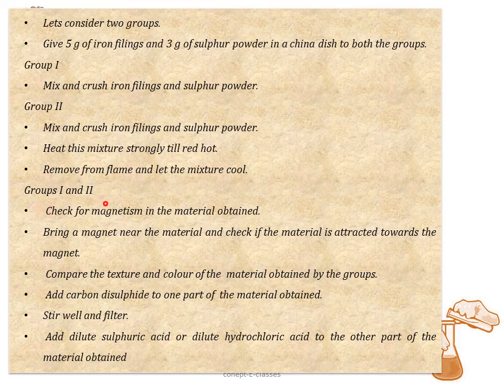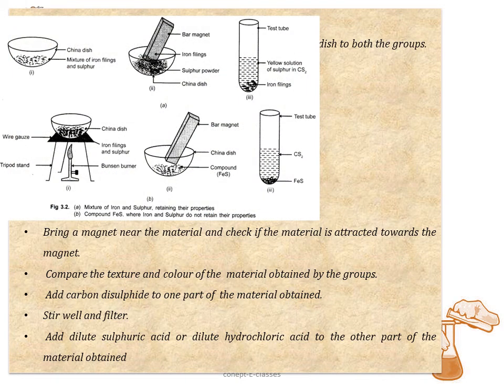Now in the case of group 1 and group 2, check for magnetism in the material obtained. When we bring a magnet to the first group, is it attracted towards the magnet? We can see that the iron filings inside this mixture get attracted to this bar magnet. Now in the second case, where we heated the iron filings and sulfur, it is not attracted. Now compare the texture and color of the material obtained by the groups.